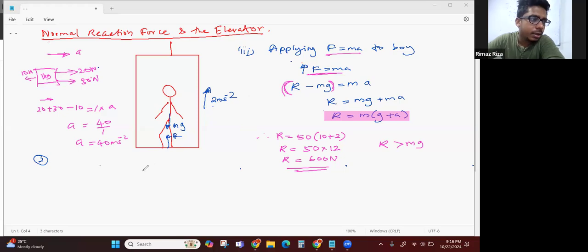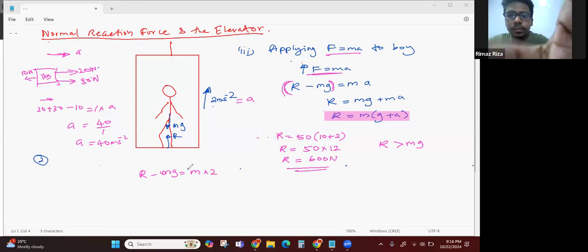Yeah, so here actually R minus mg equals mass times acceleration. Now acceleration is actually 2. I have taken it as a variable a. Otherwise you have to put here 2, mass times 2 meters per second squared. Right? Is that what you asked? Okay, sir. Oh, I got it.